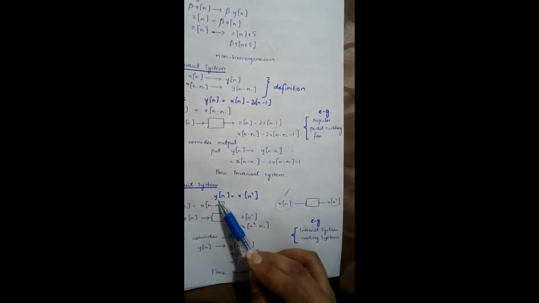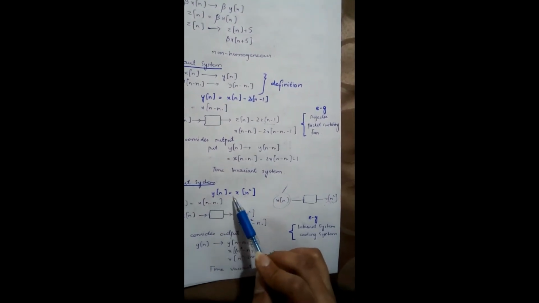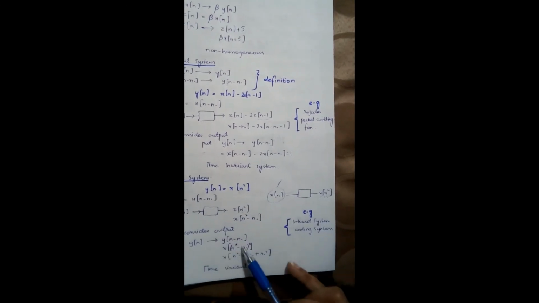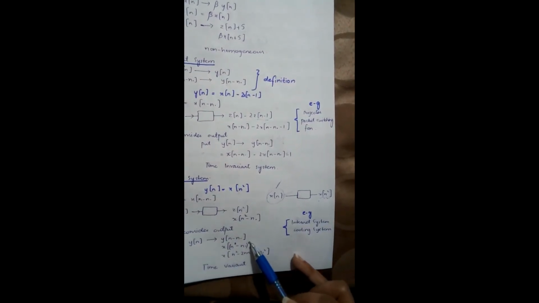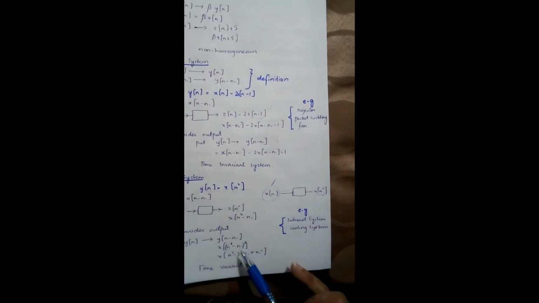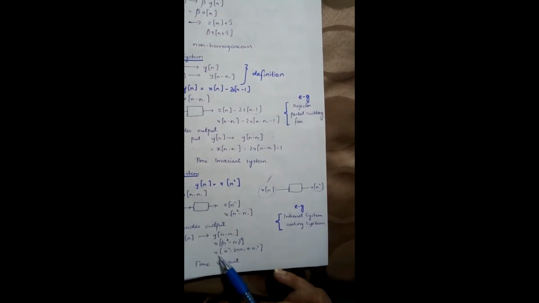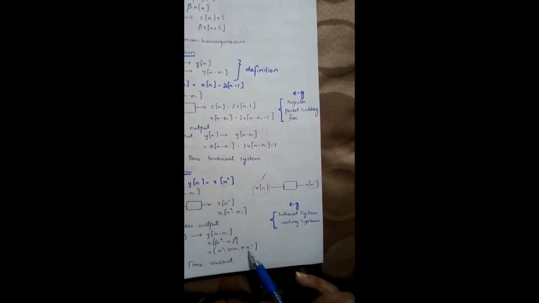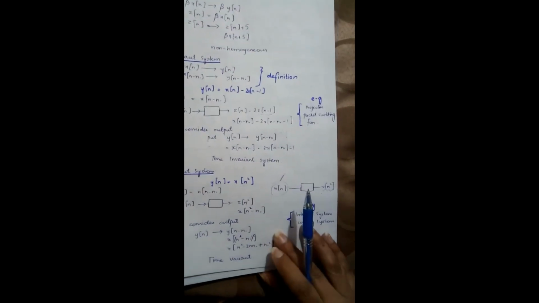So when we put n is equals to n minus n naught, this equation changes to x of n minus n naught whole square. When we open the square, it will become like x of n square minus 2n into n naught plus n naught square. So this shows this function is a time variant function. The examples of the time variant function are the internet system and the cooling system.